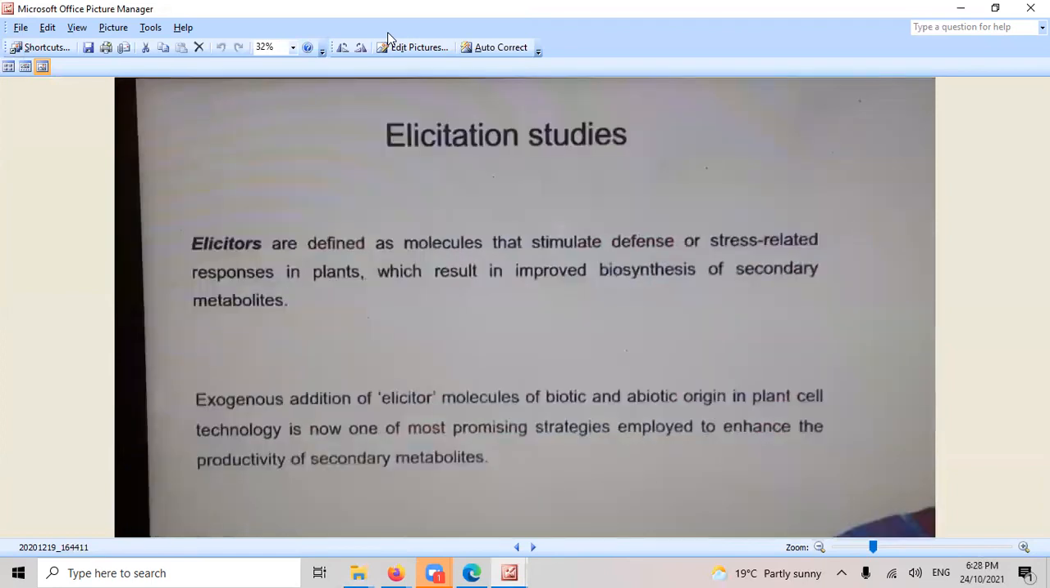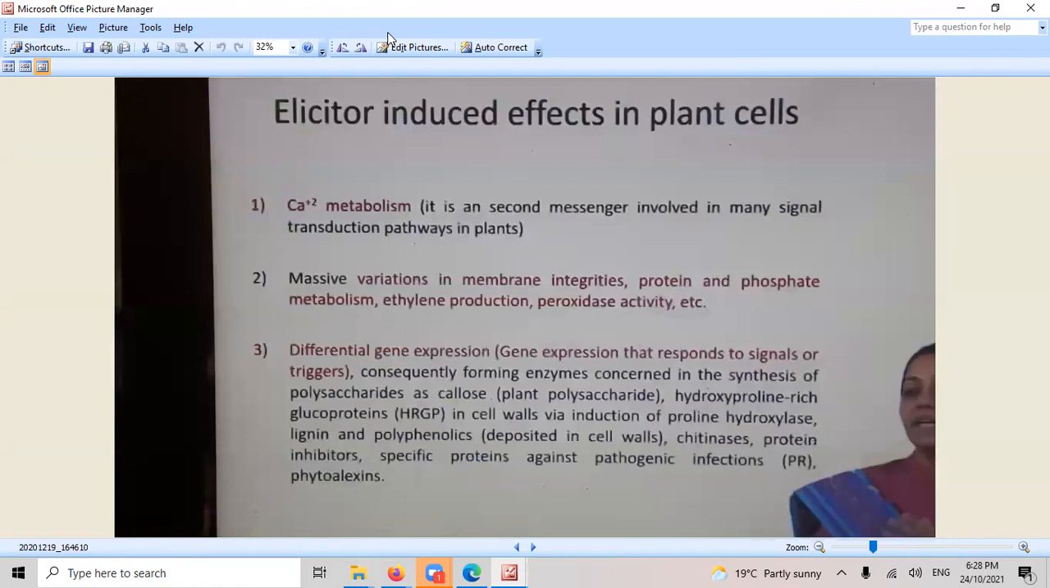Elicitors. Elicitors are defined as molecules that stimulate defense or stress-related responses in plants. An elicitor could be a bug, it could be a wound that you've made, it could be wind constantly on it. An elicitor is an object or item that stimulates the defense or stress response.